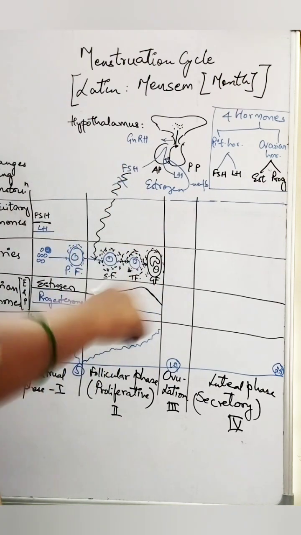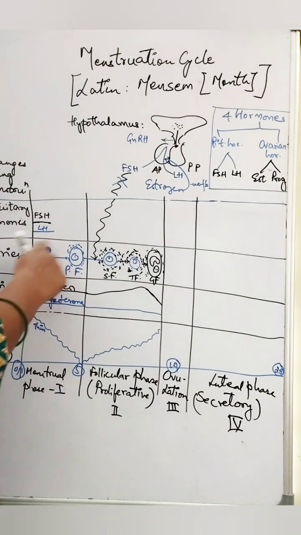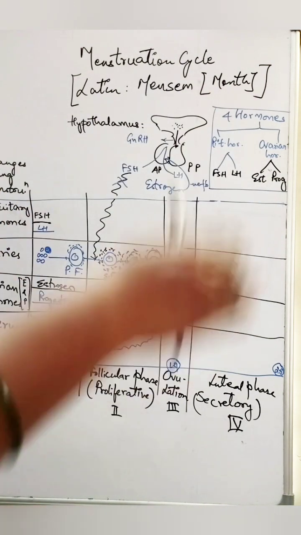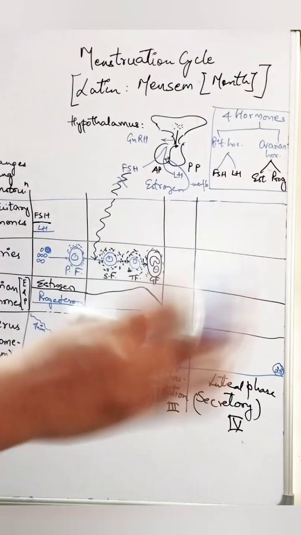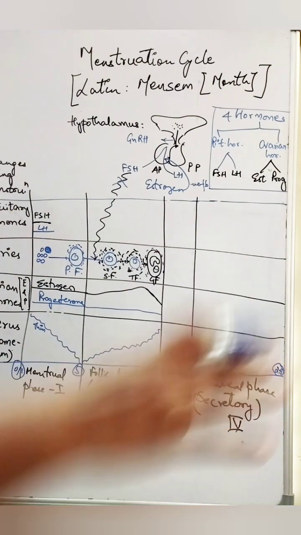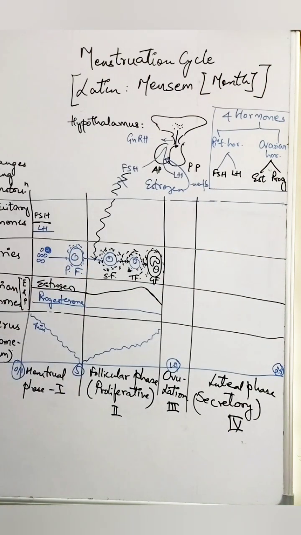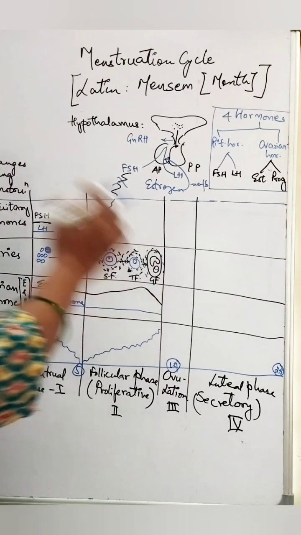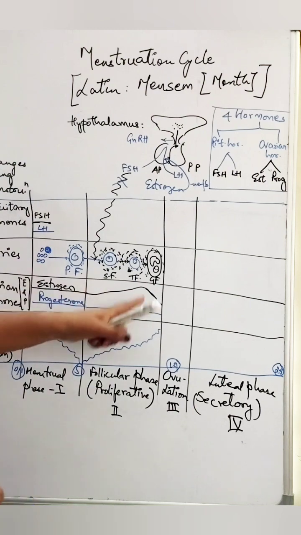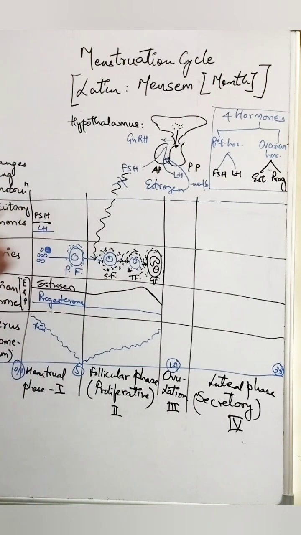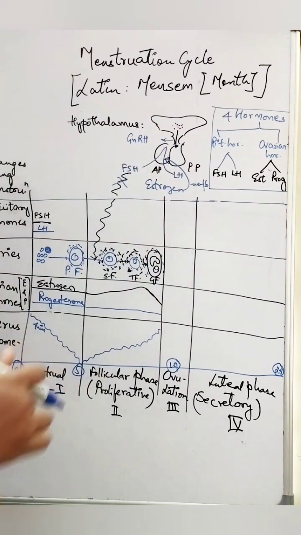If FSH does not have a checkpoint here, what will happen, you know? All these follicles will have equal chances to grow and develop into multi-ovulatory phases, which we do not want and which never occurs in the human body. So only one primary follicle should be successfully converted into a Graafian follicle, for which estrogen is dominantly doing its role. So, what will estrogen do? It will stop FSH supply.